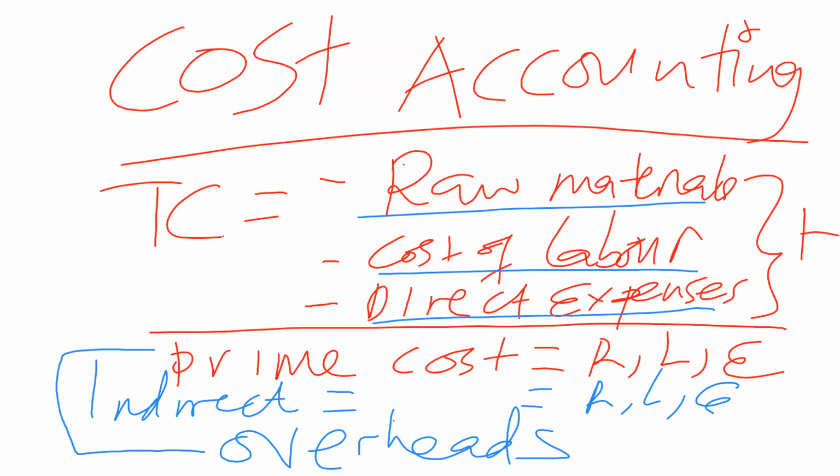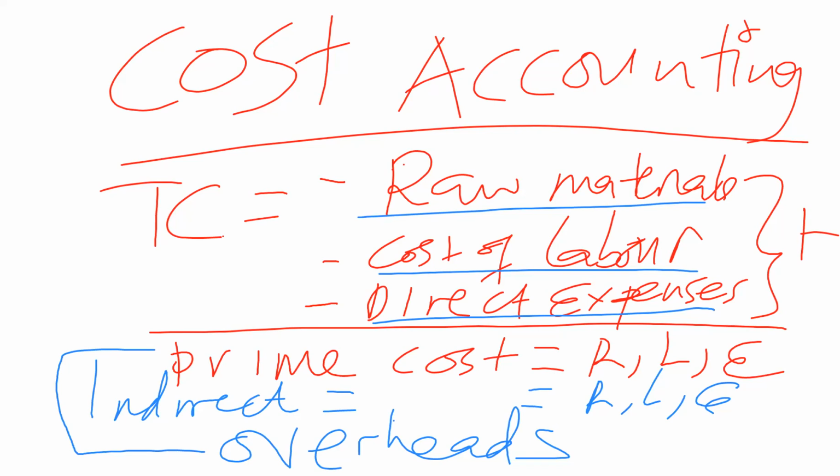Therefore, the total cost shall be the sum of overhead costs plus what? The prime costs. According to cost accounting, when you talk about the total cost, it is referring to the prime cost plus the overhead costs. Is that clear now? Sir, could you say that again? Okay.